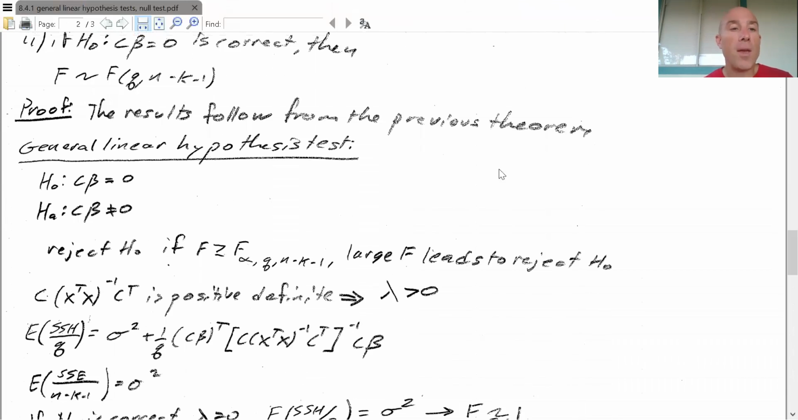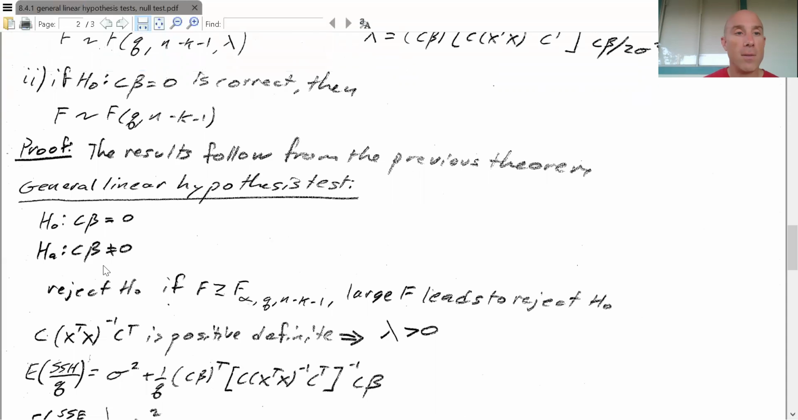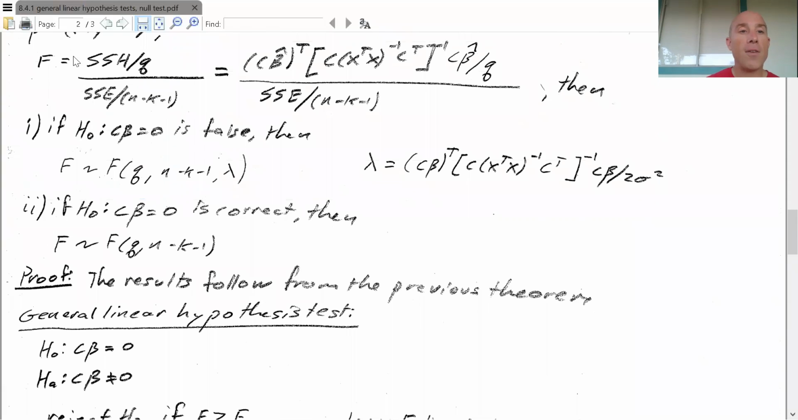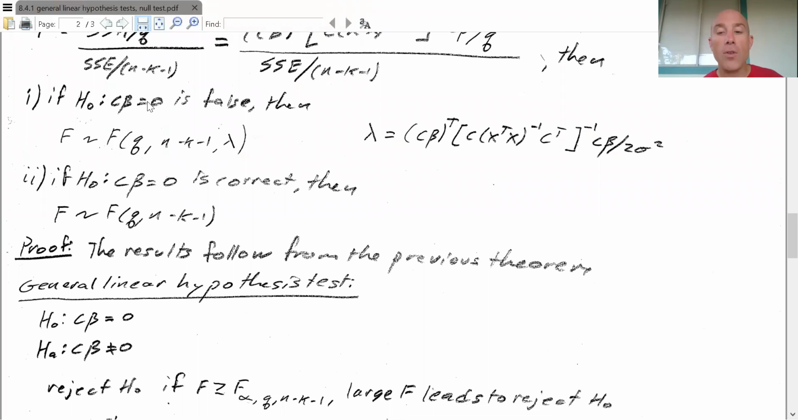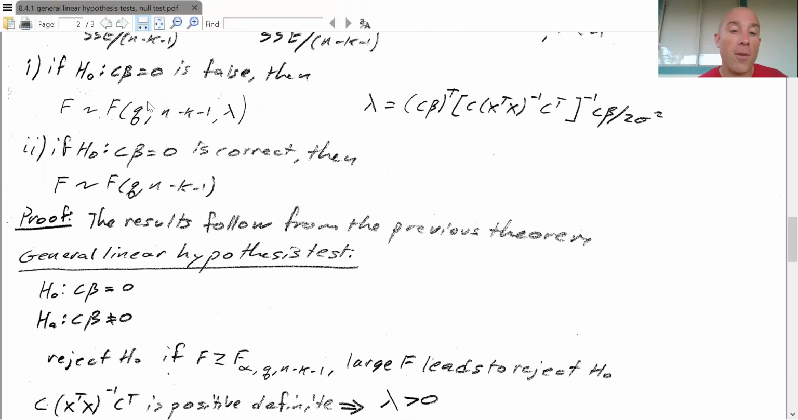All right, so if we want to take a look at the general linear hypothesis test, C beta is equal to 0 is the null, and the alternative is C beta does not equal 0. We're going to reject the null hypothesis if we get a large F value. So if I think about that, then SSH over Q is much bigger than SSE over N minus K minus 1. So large F leads to rejecting the null hypothesis. I know that's shocking.